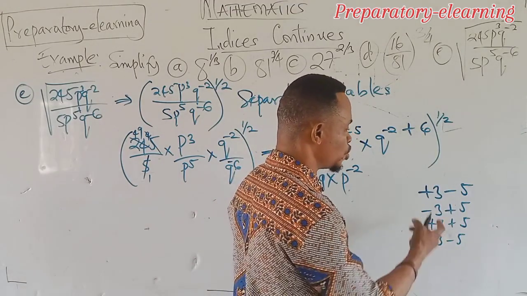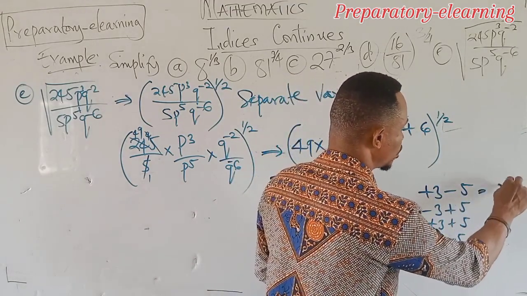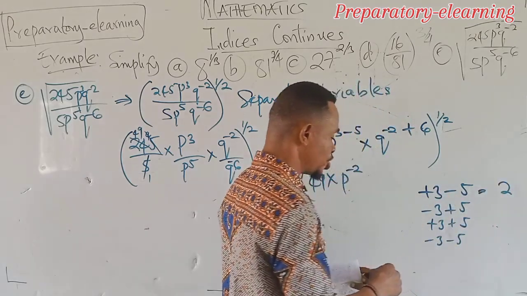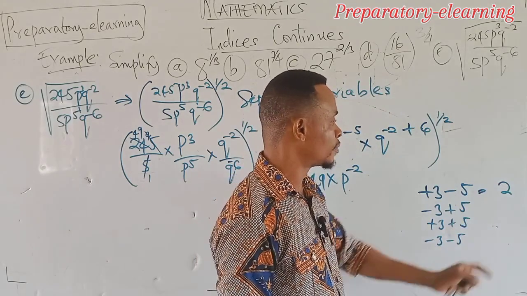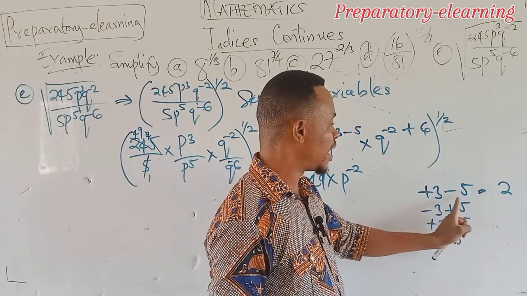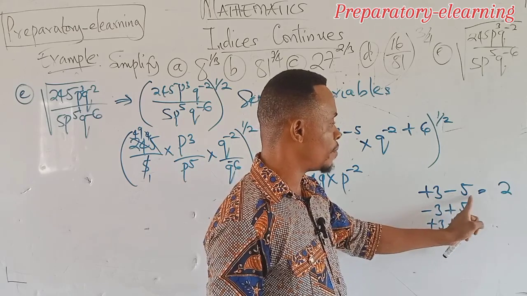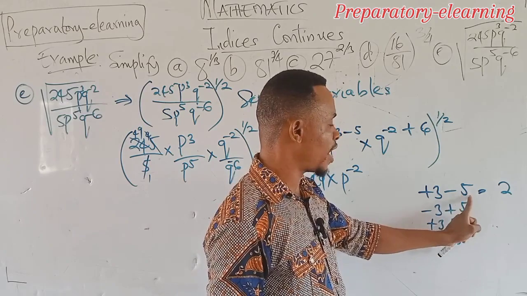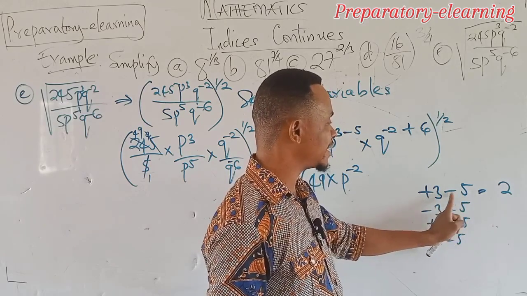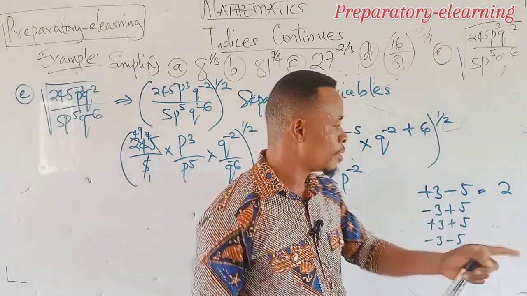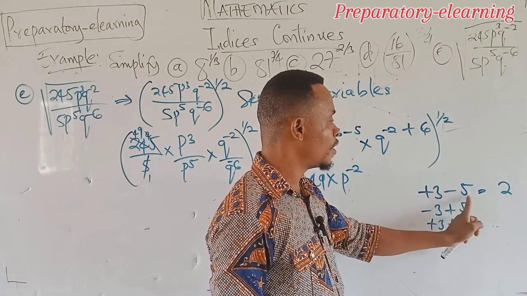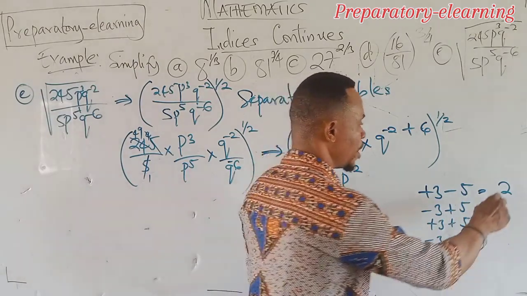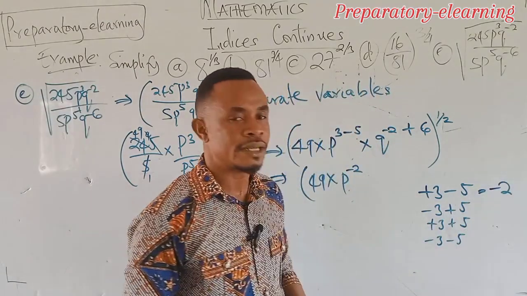So the difference between 3 and 5 is what? 2. That is, subtracting 3 from 5, we have 2. Now, what sign should we bring in here for 2? We look at the signs that are attached to the numbers. Plus sign is attached to 3, and minus is attached to 5. Now, which of these signs is attached to the biggest number? We have minus sign attached to 5. Therefore, because minus is attached to the biggest number, it will appear on the answer.